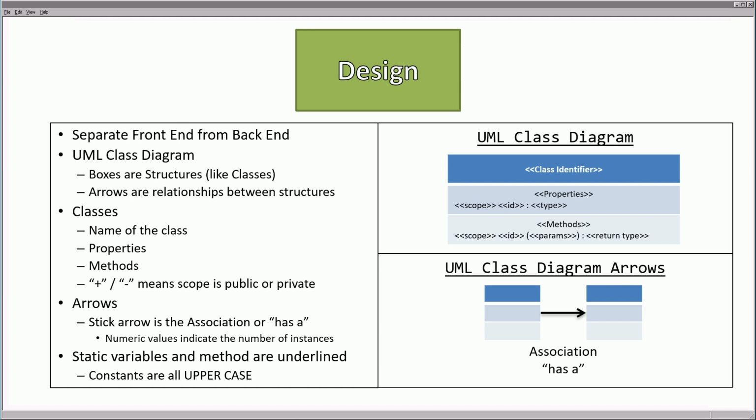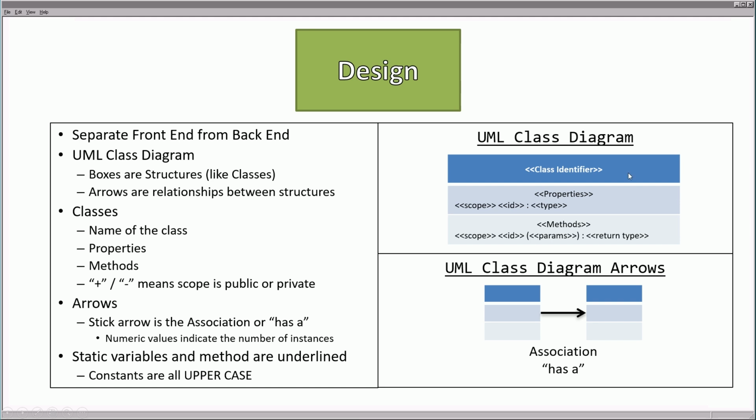First, you have boxes, which are structures just like classes. Now also, you have arrows that show the relationship between the structures. So it shows the relationships between the classes. How do they work together? Now, in a UML class diagram, whenever we're creating this type of class, what we have are a box with a couple of different sections.